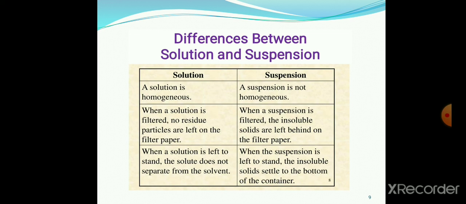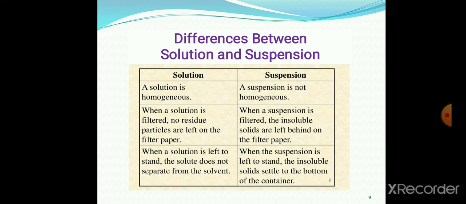And what is a suspension? When a suspension is filtered, the insoluble solid particles are left behind on the filter paper. Means we get the solid particles above the filter paper, and there is also a formation of filtrate. This is called a suspension.